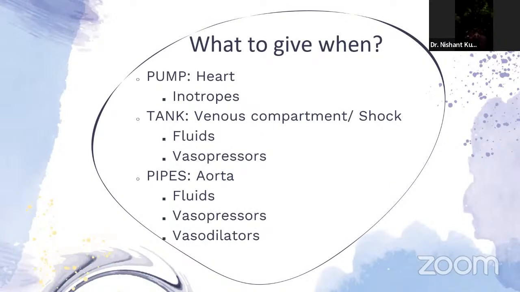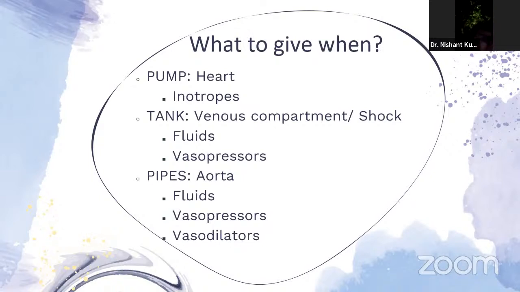On the basis of monitoring, we decide what intervention we have to do for which disease. For example, for the heart, we might have to give the inotropes. For the tank, that is venous compartment or shock, we might have to give fluids or vasopressors. Now, again, the question arises, when to give fluids, how much fluids to give, and when to stop, or when to start your vasopressors. So again, it is a choice between the fluids and vasopressors that we decide on your hemodynamic monitoring. And for the aorta, you might have to give fluids for vasodilatation.